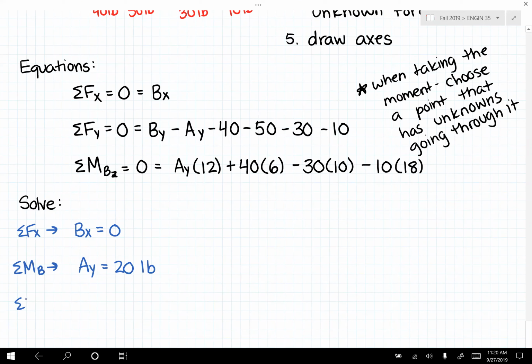And when I'm solving for the sum of the forces in the y direction, I get that By is, so I have plus 20, plus 40, plus 50, plus 30, plus 10. So I get a positive 150 pounds.